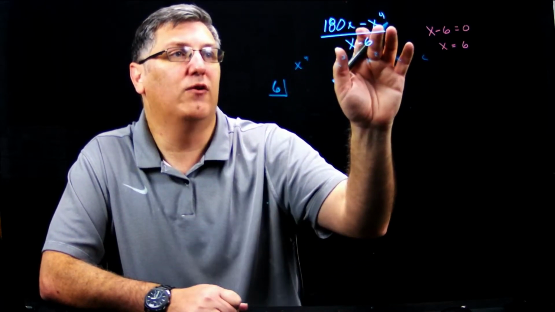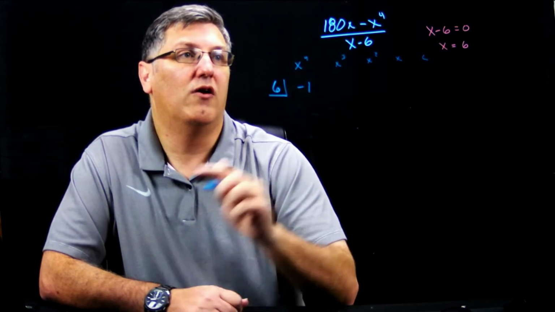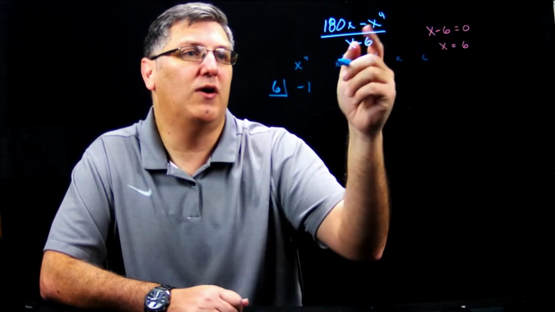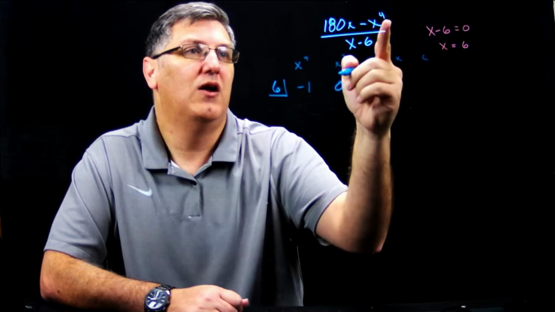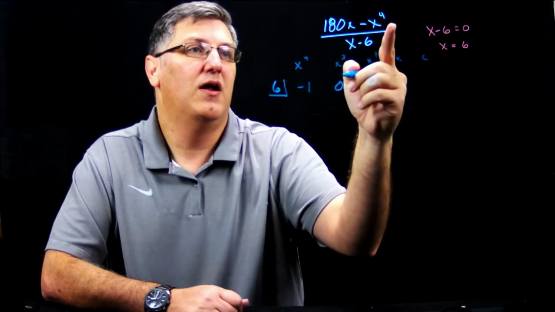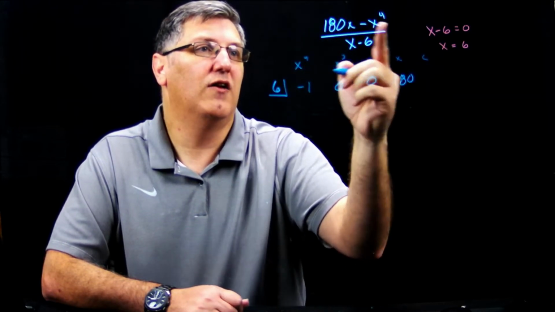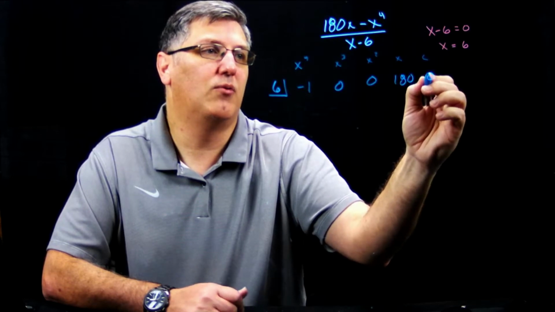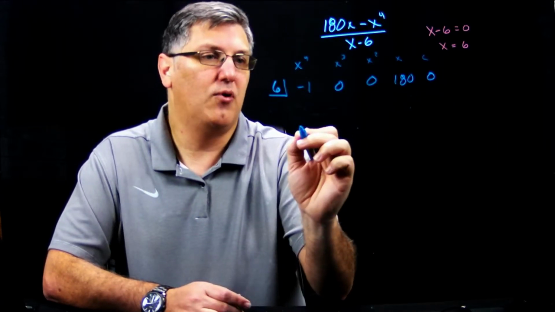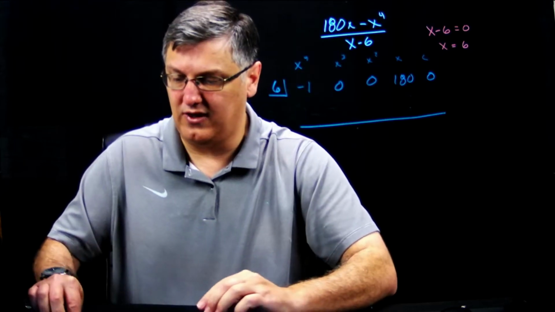So let me look up here. All right, I got x to the fourth. My coefficient in front of this is a -1. I'm looking for x cubed. I don't have one, so I'm putting a 0. I'm looking for an x squared. I don't have one. I'm putting a 0. I'm looking for an x. Well, I have 180. And then I'm looking for a constant. I don't have one, so I'm going to put a 0 there. And then I'll put my line. And now we start the process.